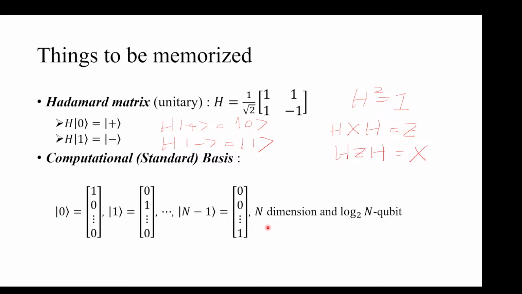So we think if you have a bigger dimensional vector space, then the computational basis states are those simplest possible vectors, and we give a notation as 0 to n minus 1. And this will correspond to a log base 2 n qubit state. Okay.